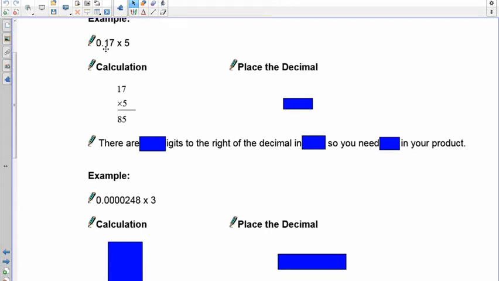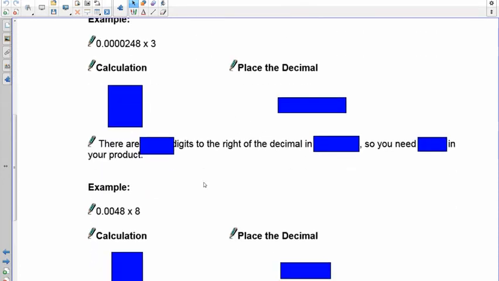Now, if you take a look, you get 2 digits to the right of the decimal. That means in your answer, you have to have 2 digits to the right of the decimal. That means the decimal's got to be right in front of that 8. So there you go, 0.85. And this is just writing it down so you can understand 2 digits to the right of the decimal in 0.17. So you need 2 digits in your product.